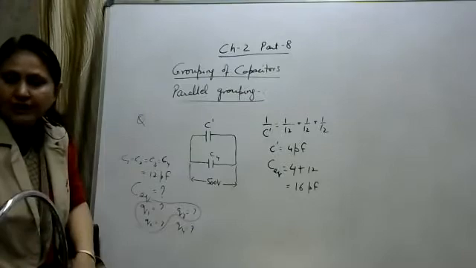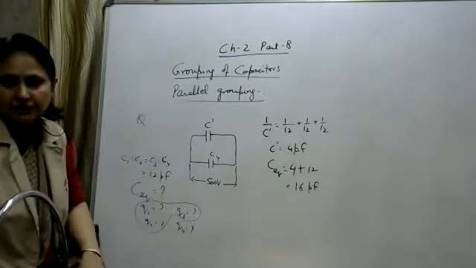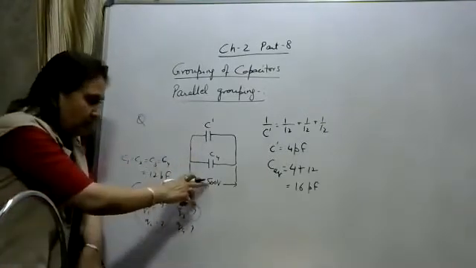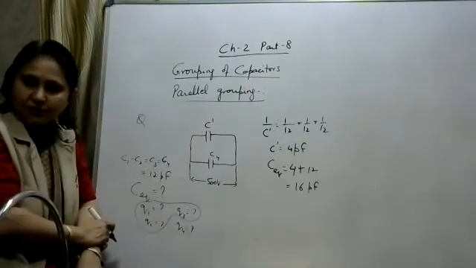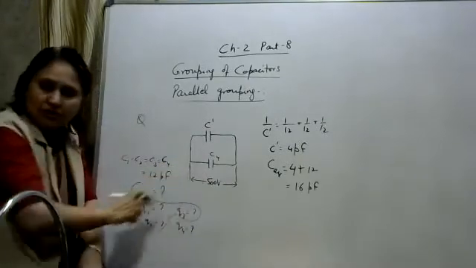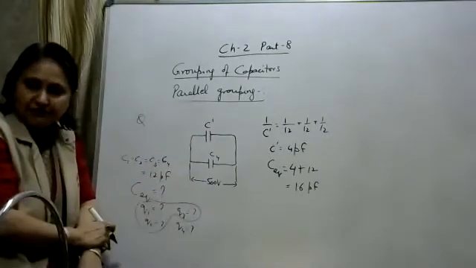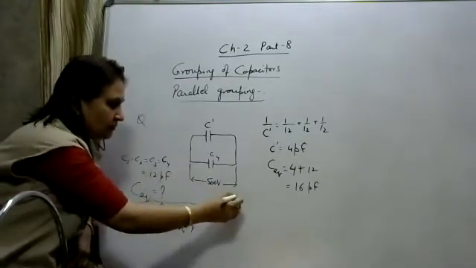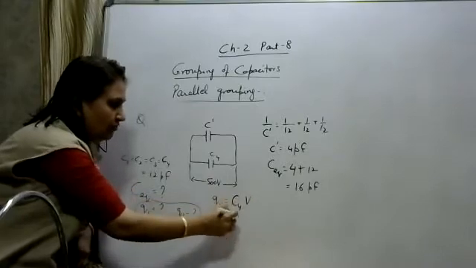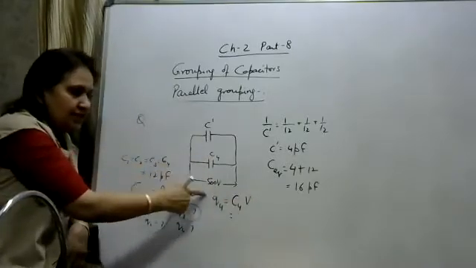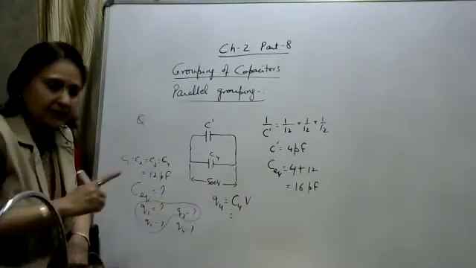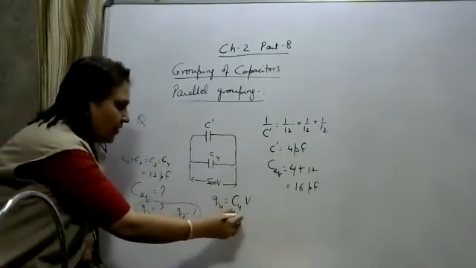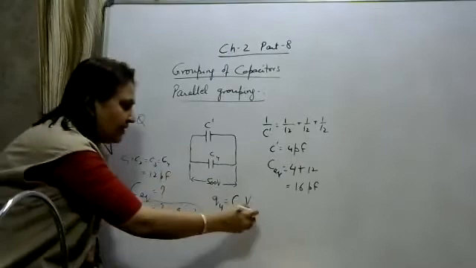Now you also have to find the charge on each capacitor. Here we know that C4 and C dash get the same potential difference, that is 500 volts. C4 we know, V we know, so can we find Q4? Q4 will be equal to C4 into V. As C dash and C4 are in parallel, both will get the same voltage, 500 volts. So C4 here is 12 picofarads into V, 500 volts.